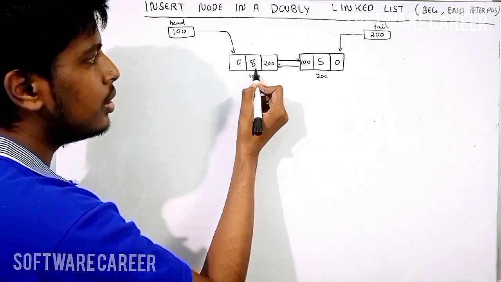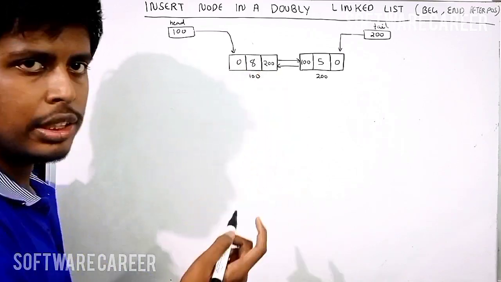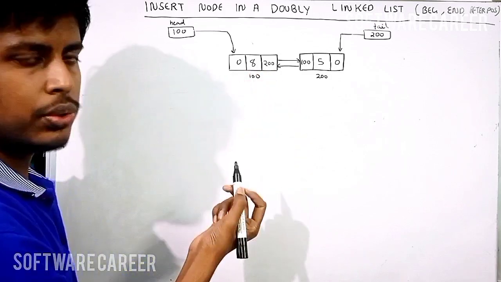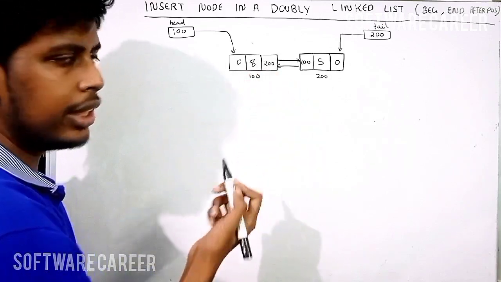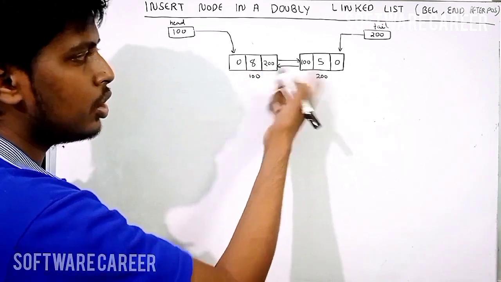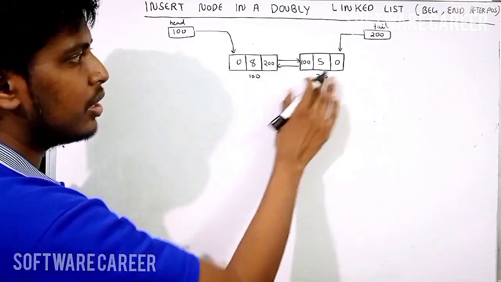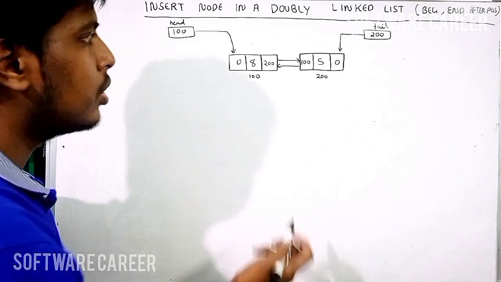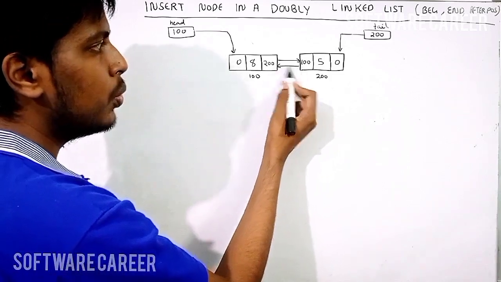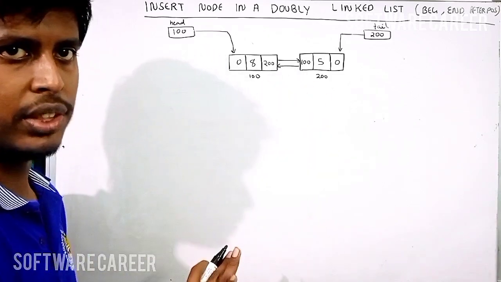The middle part is known as data part, which stores the data value. And this third part is called next pointer, which stores the address of next node. Address is 200, so 200 is stored here. Same for this node also. So doubly linked list means there will be two links, in forward direction and backward direction.